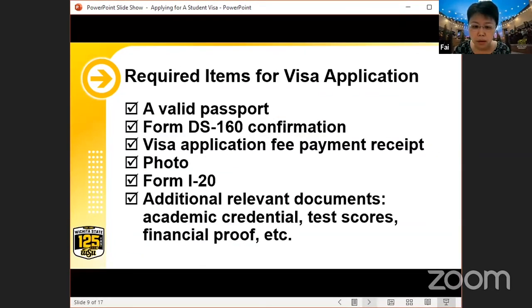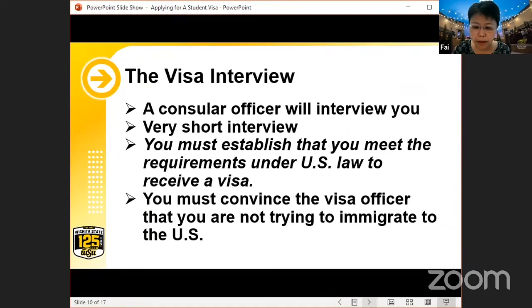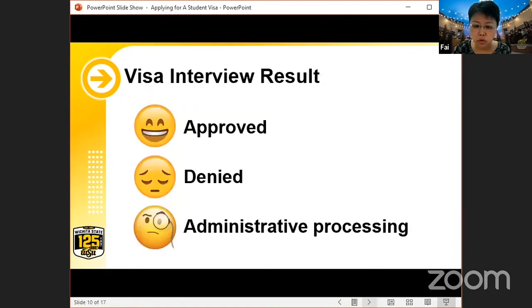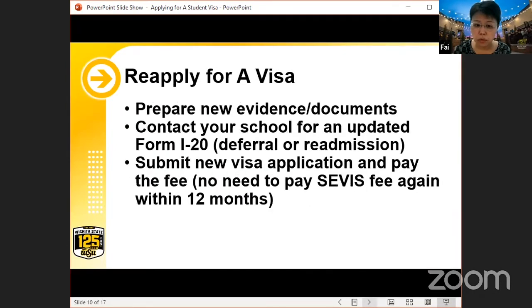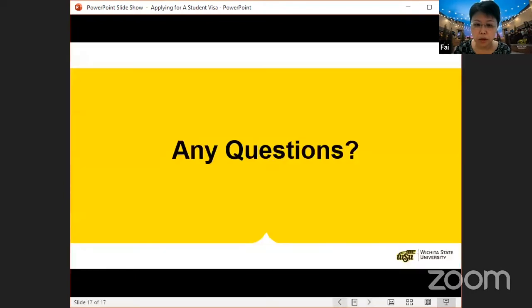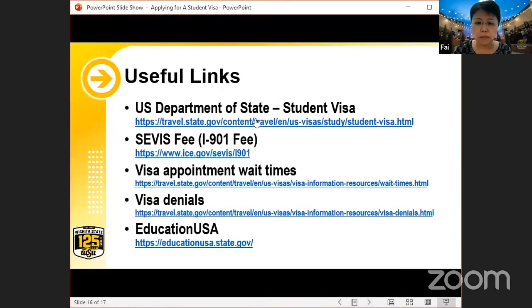And the documents that you need for the visa application, I have gone through. One of the very last slides shows the links, those are the links you need to know to help you prepare and apply for your visa application. You can always go to the US Department of State student visa page. This is where you can start. It tells you how to apply for a student visa. So hopefully I answered your question about how to apply.